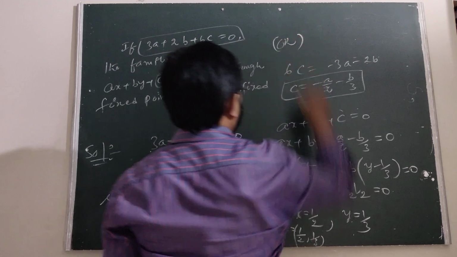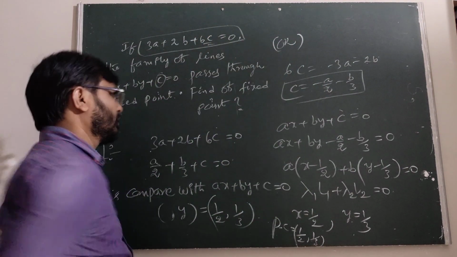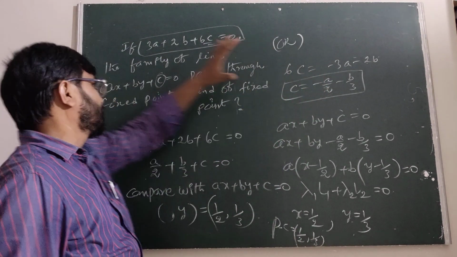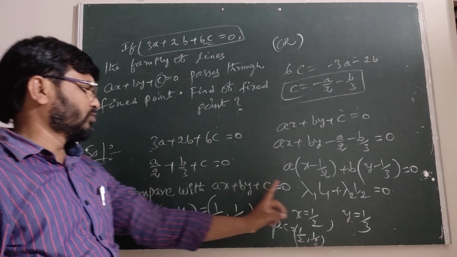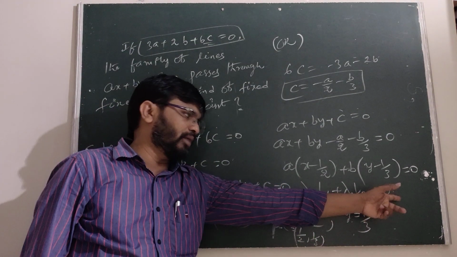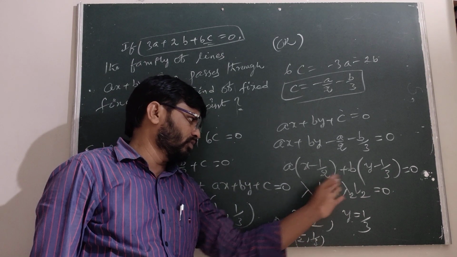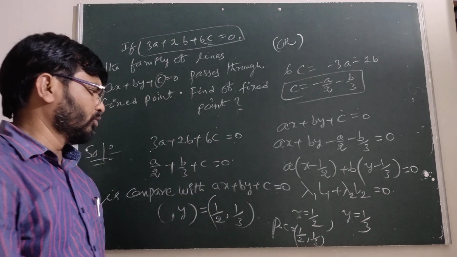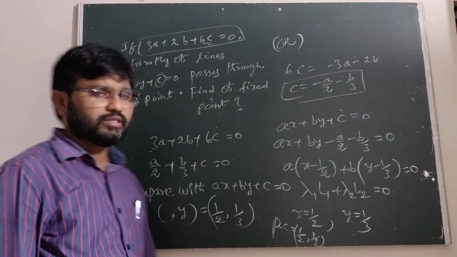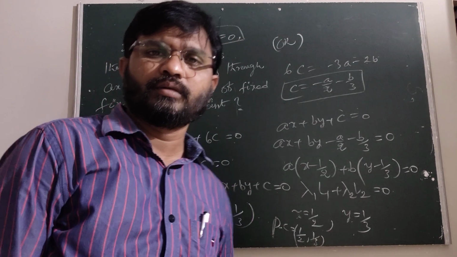How to take the second method? We have to take only the 6c on the left hand side. The c stays, and the 6 is sent to the other side. After that it will be substituted in the line. That is, we have to compare with lambda 1 L1 plus lambda 2 L2. It represents the family of lines which are passing through the point of intersection of L1 equal to 0 and L2 equal to 0. Therefore, x equal to 1 by 2, y equal to 1 by 3. This is the point of concurrence. This is a very important model for mains.